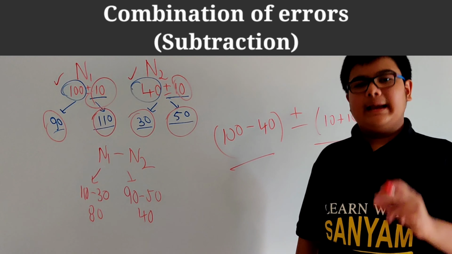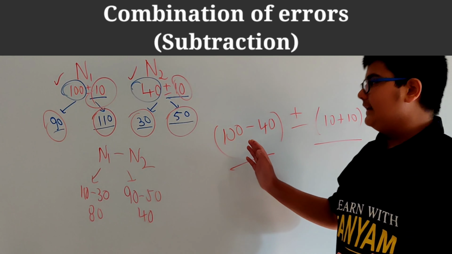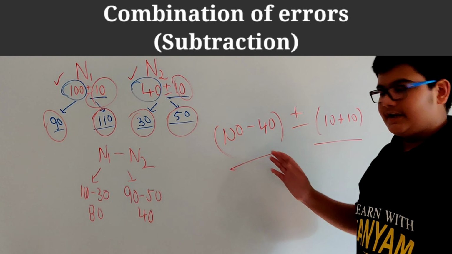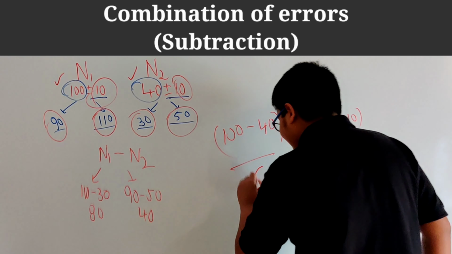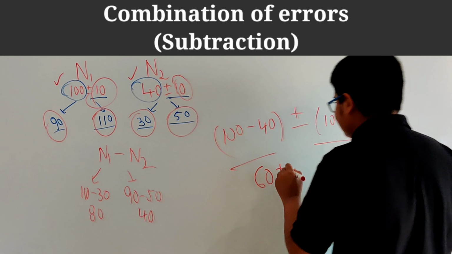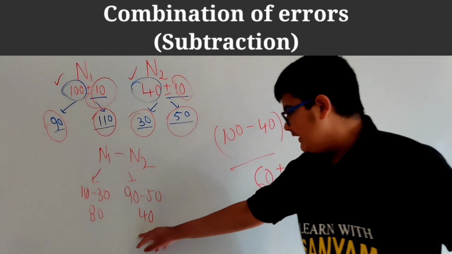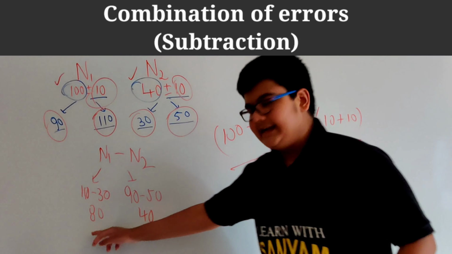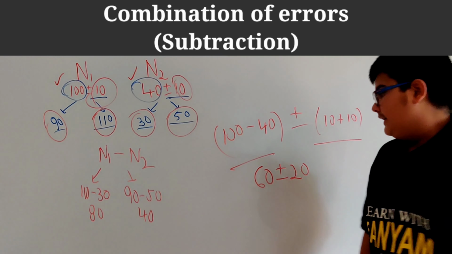So the amount of absolute error is always added, but the base value is subtracted during subtraction, and it gets added during addition. So basically the final result will be 60 plus minus 20. So 60 minus 20 is 40 and 60 plus 20 is 80. So you can see that the result will be in between both of these numbers.